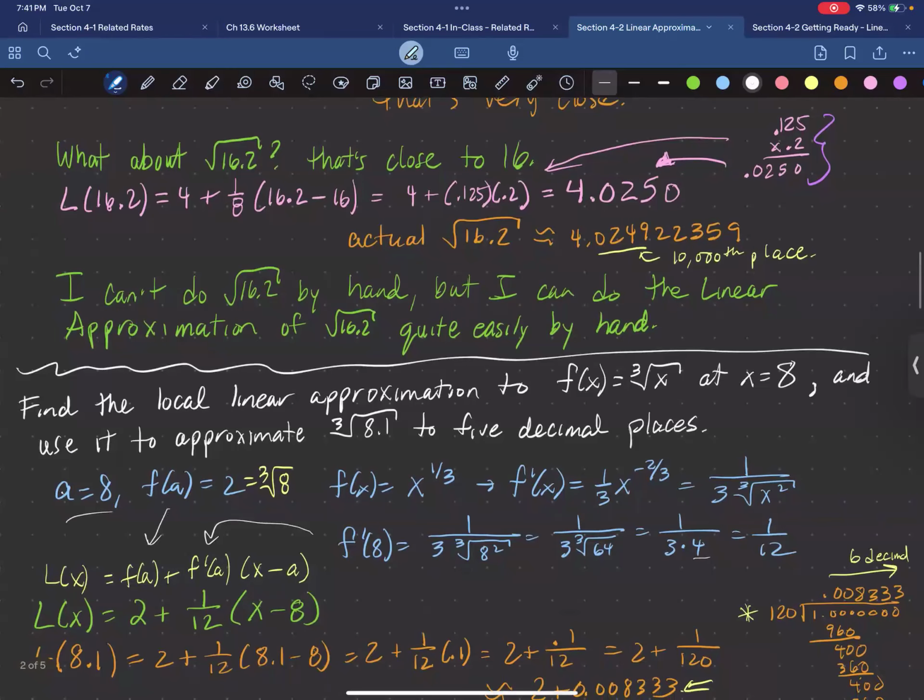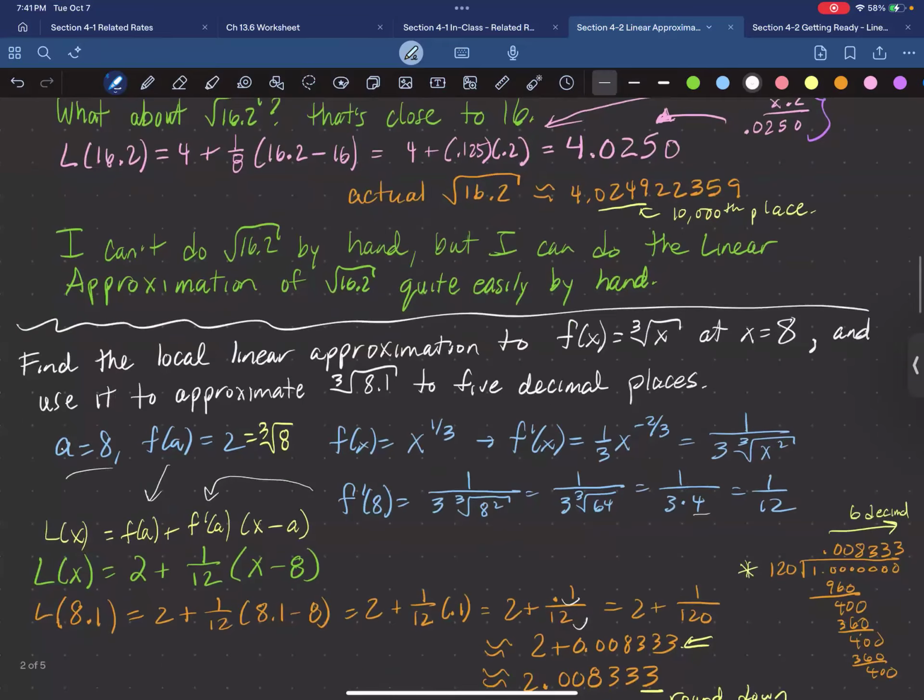In fact, it might have even been easier if I distributed. We'll look at that in a second. 8.1 minus 8 is 0.1. If I did that over 12, I can move the decimal point, and it becomes 1 over 120. 1 over 120 isn't the easiest thing to do, but you can do division by hand. And I got 0.00833333.